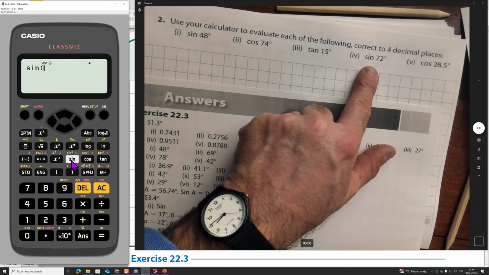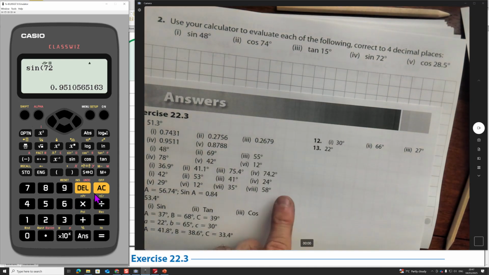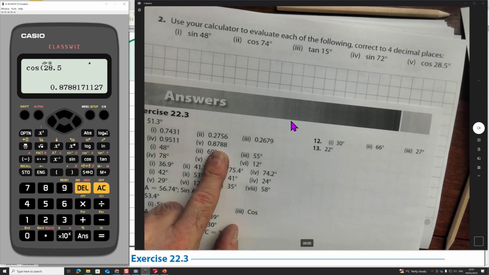And we have sine 72. You get the idea. They're pretty straightforward. 72. And generally you shouldn't ever have to shift equals, but every now and then there'll be a third answer and you'll shift equals if you want to go to decimal then. Okay, so 0.9511, great. And cos of 28.5 equals 0.8788.